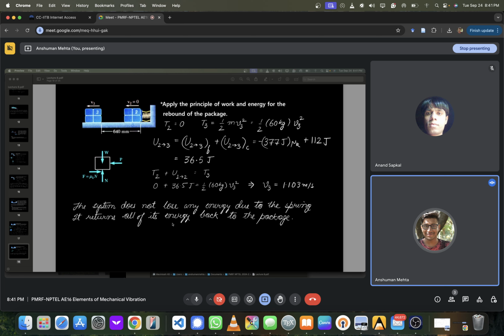So we know the value of mu, so now applying the energy conservation for the second time gives our solution: V3 is equal to 1.103 meter per second.